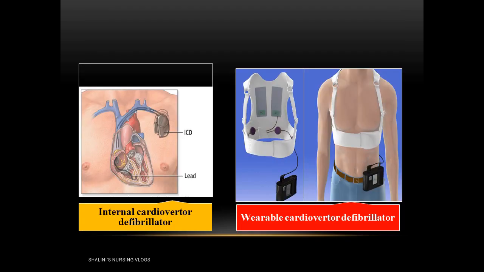The next one is the internal cardioverter defibrillator. Here you have a pulse generator which is basically the size of a pocket and you will have wires coming out of the pulse generator. These will act like leads and it will try to sense any kind of shockable arrhythmia and deliver defibrillation or cardioversion as needed.